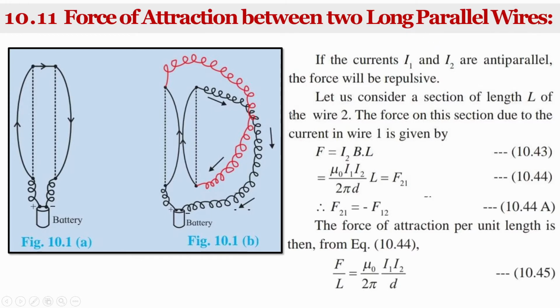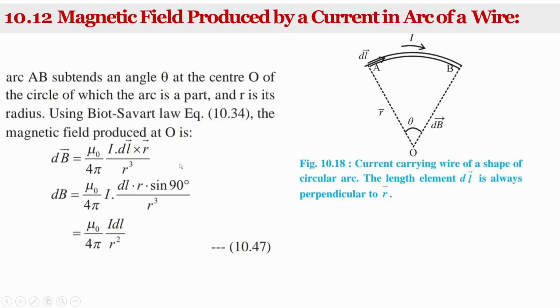In magnitude, the formula for force per unit length is the same for attraction and repulsion. The only difference is that if the currents in the two long parallel wires flow in the same direction, there is a force of attraction, and if the currents flow in opposite directions, there is a force of repulsion. That is the explanation for the force between two long parallel wires. Then let us see the next point.